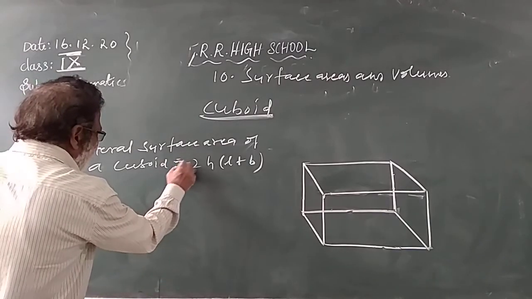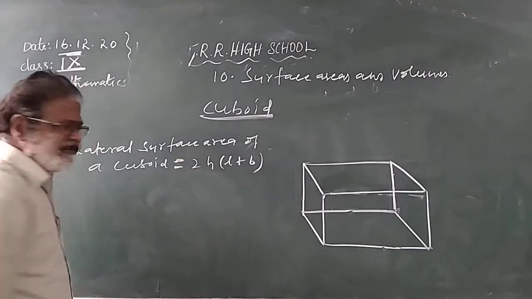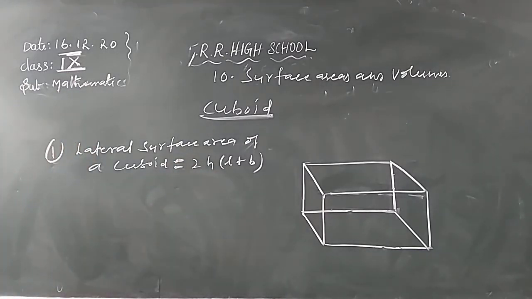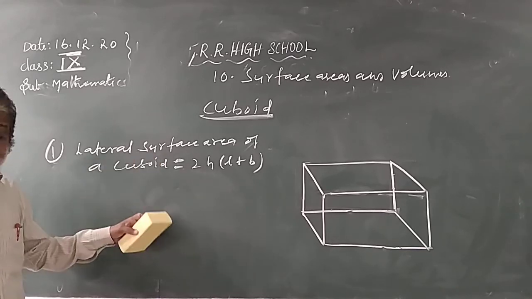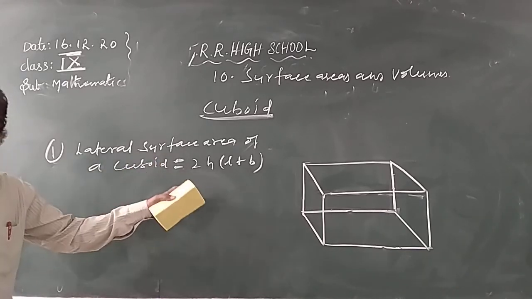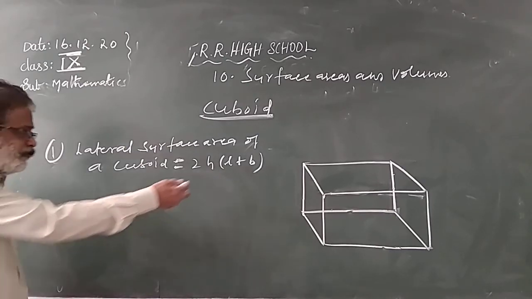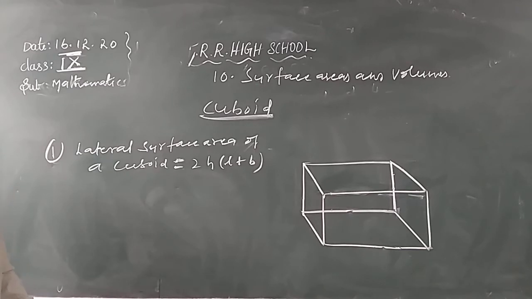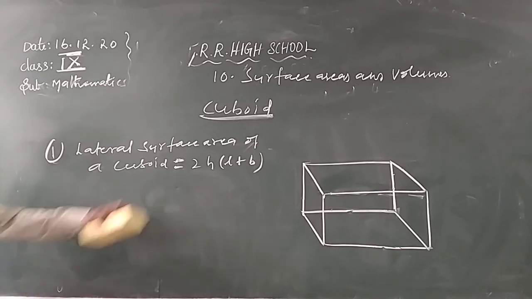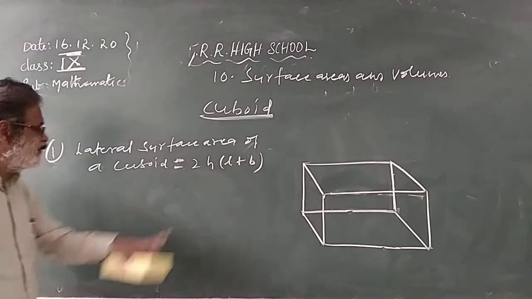Are you getting anything by seeing this formula from the earlier classes, 8th class and 7th class? This formula is almost the same as the area of the four walls of a room. The lateral surface area of the cuboid is the same as the area of the four walls of the room, with the same formula, 2h into (L plus B), where L is the length, B is the breadth, and h is the height.